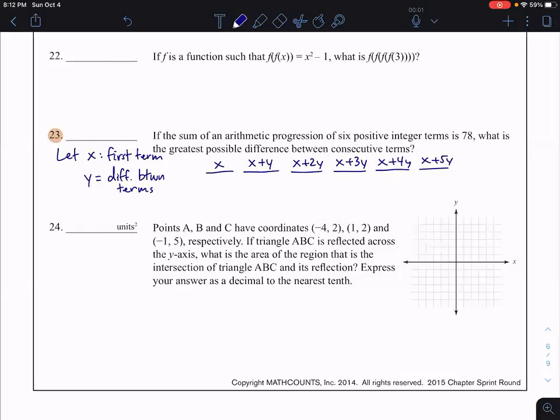Now we just have to add all of these terms up, and basically you'll get 6x plus 15y. And this is equal to 78. Knowing that, we're going to simplify this expression. We're going to divide both sides by 3. And you'll get 2x plus 5y is equal to 26.